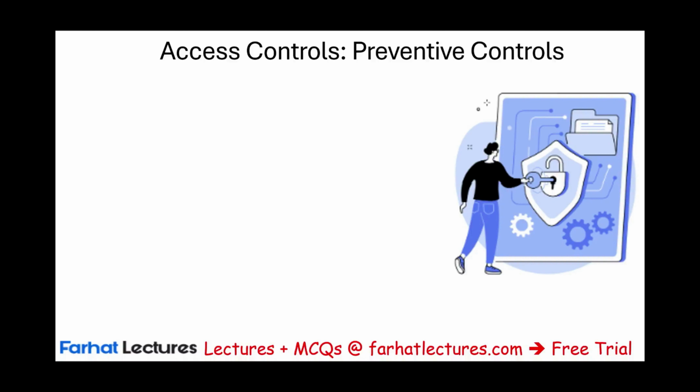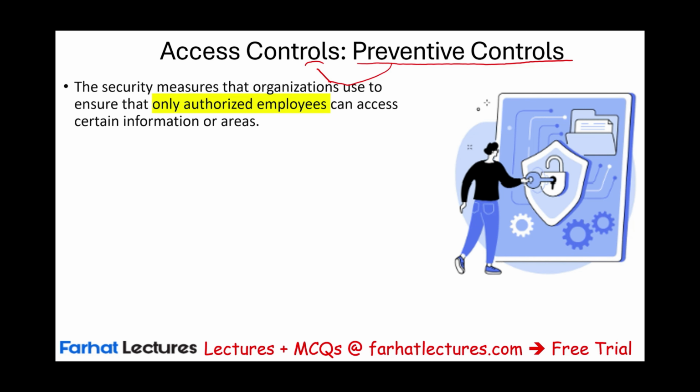Hello and welcome to this session in which we'll keep working with preventive controls when it comes to cybersecurity. Another group of preventive controls are called access controls, controls that give you access or limit your access to certain information. So these are the security measures that an organization uses to make sure that only authorized individuals can access certain information or areas. This is what access control is, limiting the access.